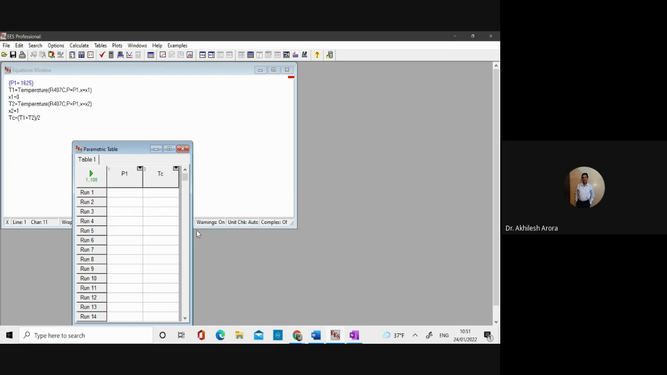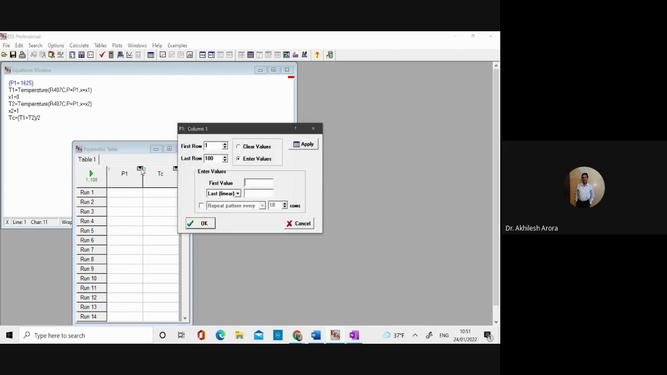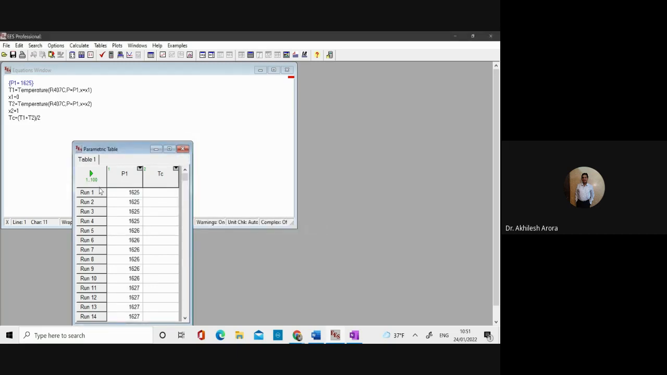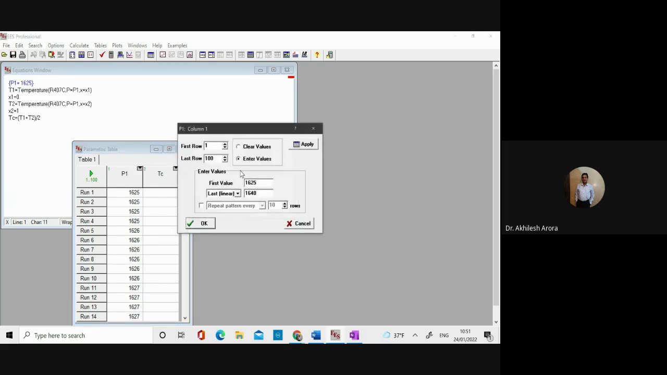I know corresponding to 1625, it's very near. So let us take 1625. And the last value of the pressure which I am considering here is, I don't need to take much. I can go for 1640 actually. Okay. So these are the values. You can see it here. I am changing this.